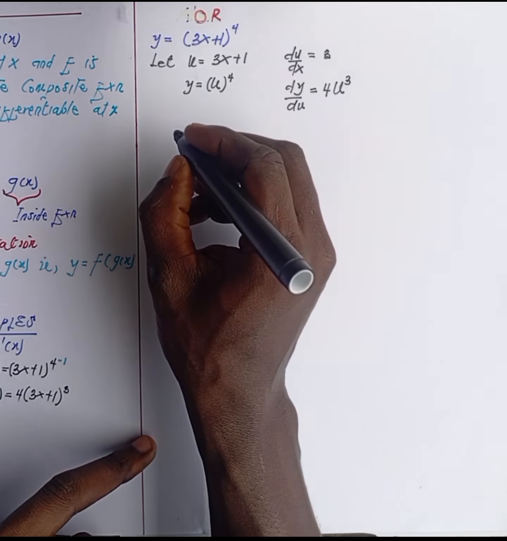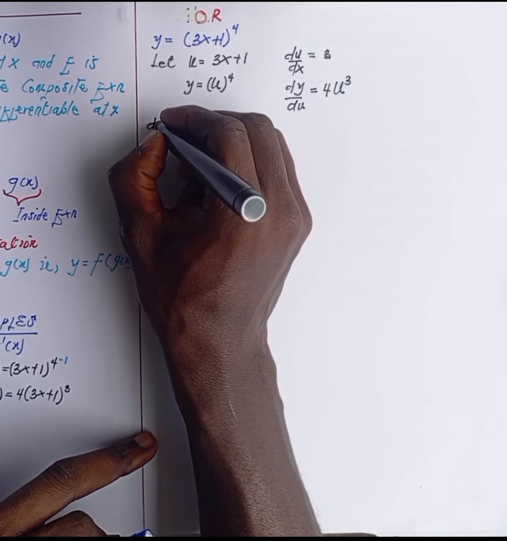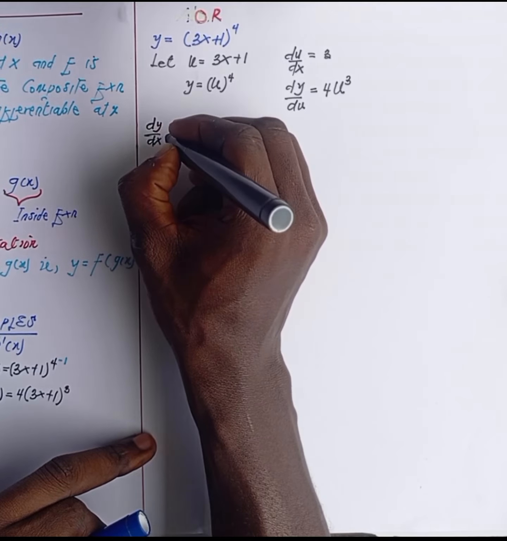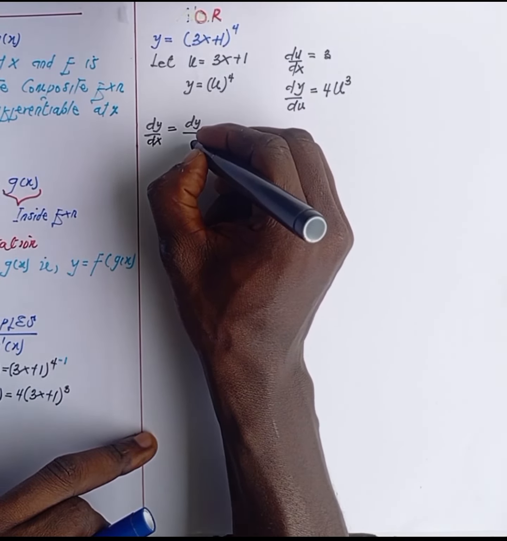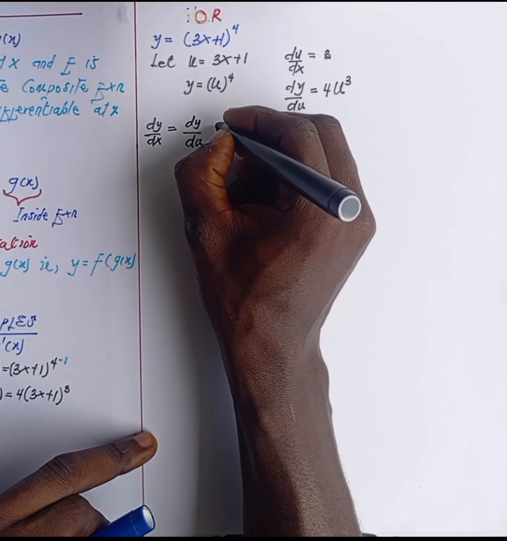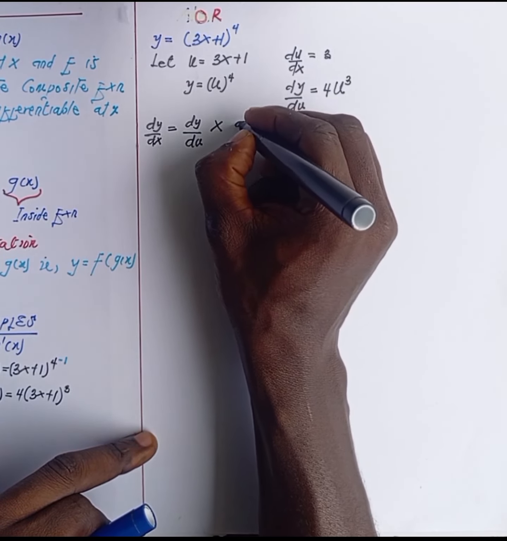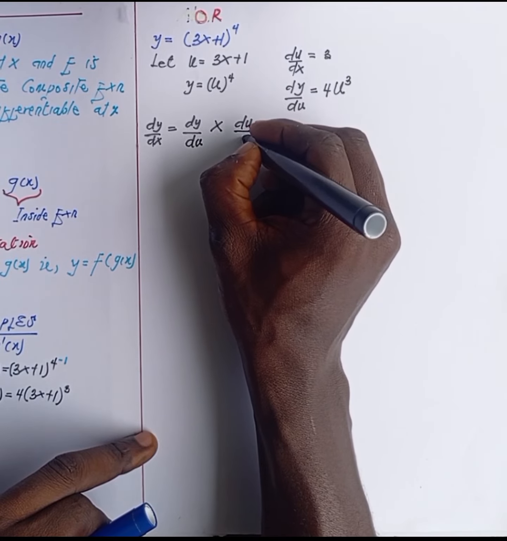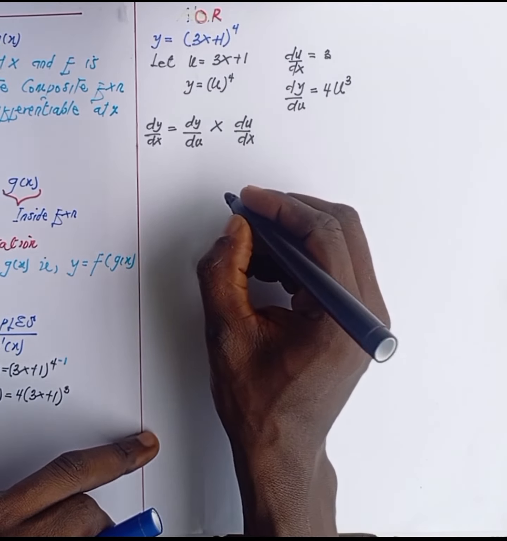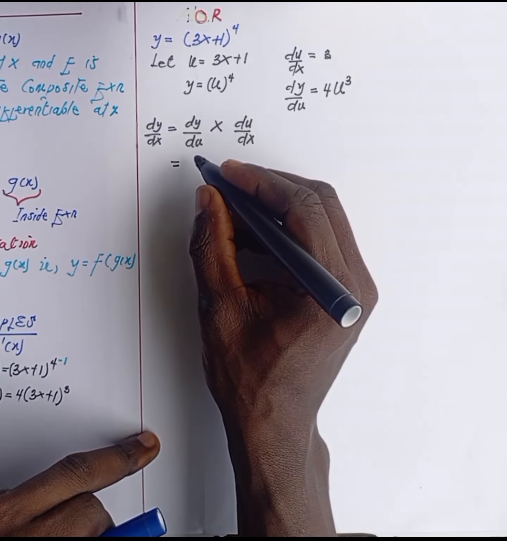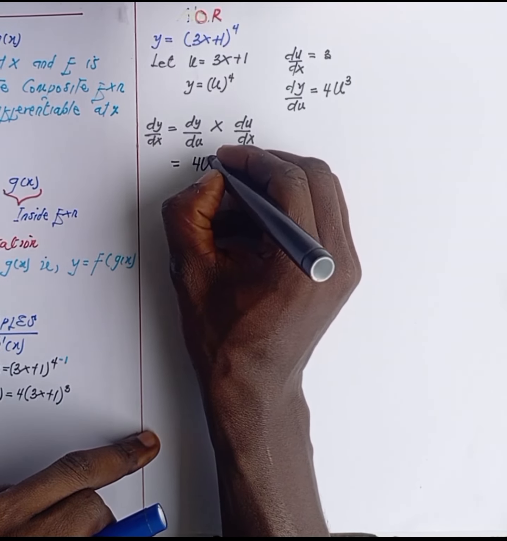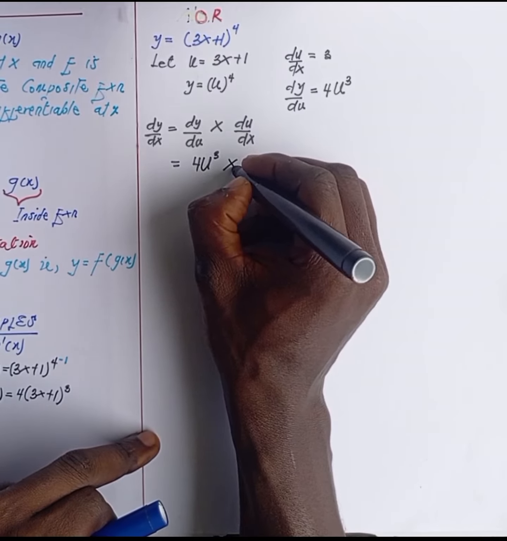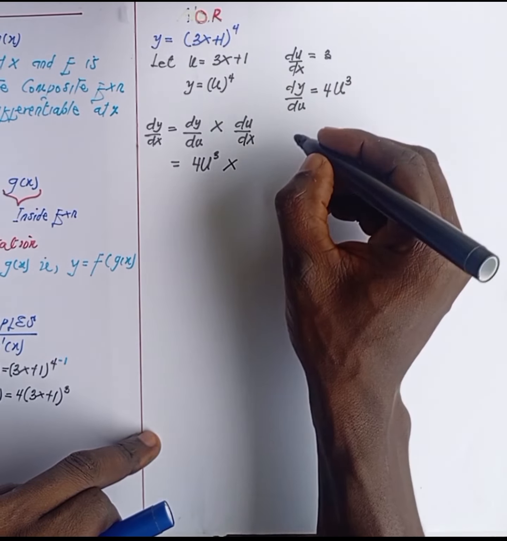So we know that our dy dx is giving us dy du times du dx. So our dy du, we had 4u exponent 3, and then our du dx, we had 3.